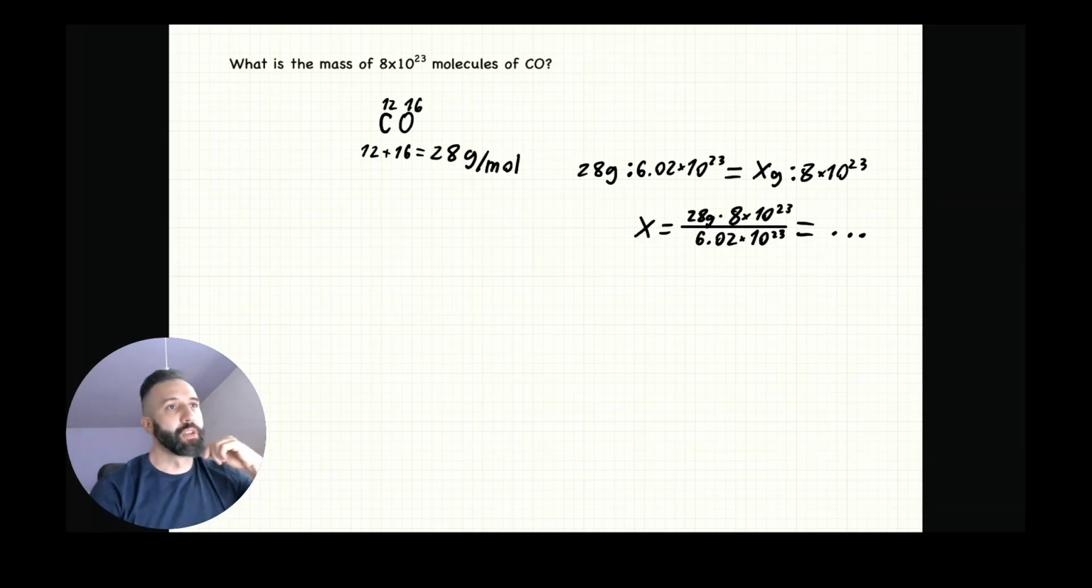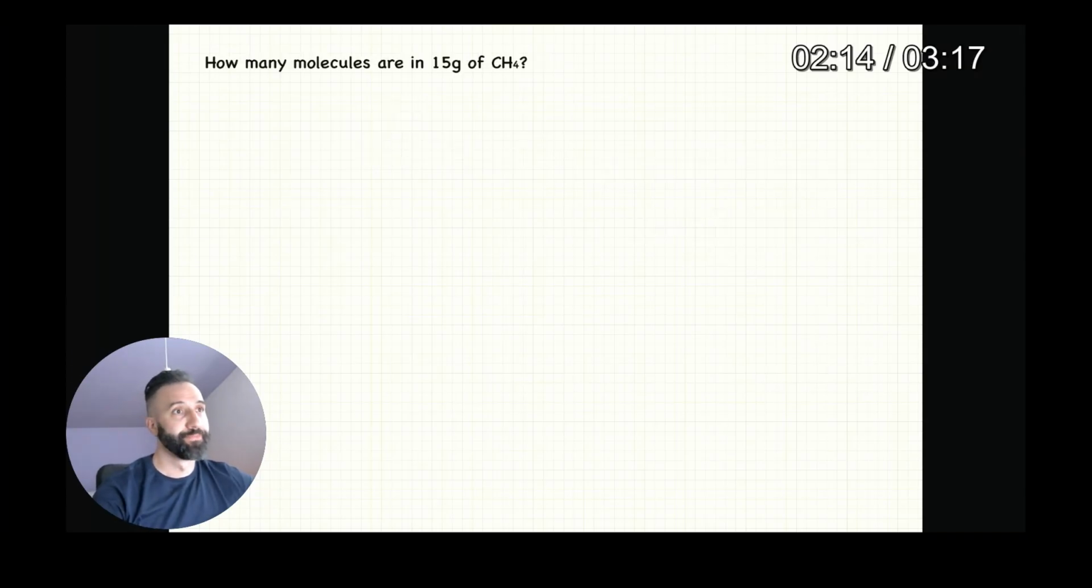So I need the mass of this many moles. I'm going to do this with one proportion. The first step is always to find the molar mass of this whole thing. It's 28 grams per mole. So 28 grams is Avogadro's number of molecules. X grams, how many grams is this many molecules? And just solve it. Easy peasy.